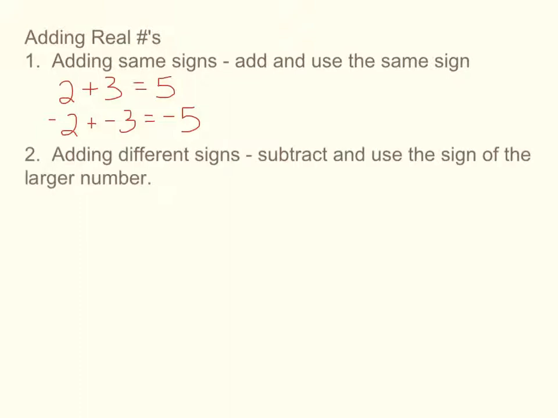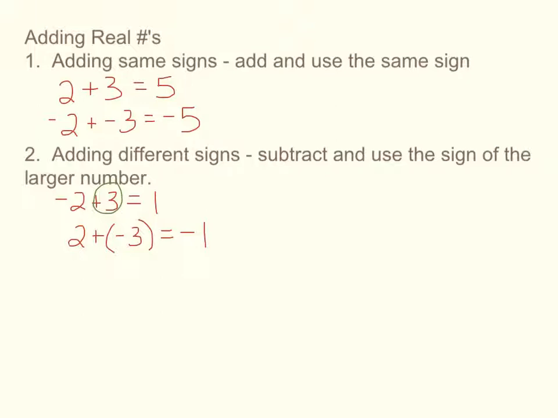And then also, if you're adding different signs, you really are going to subtract those numbers and use the sign of the larger number. For example, negative 2 plus 3 is equal to positive 1. So I'm adding signs that are not alike. One's a negative, one's a positive. So I subtract those numbers. 3 minus 2 is 1. And the bigger number is positive. So therefore my answer is positive.